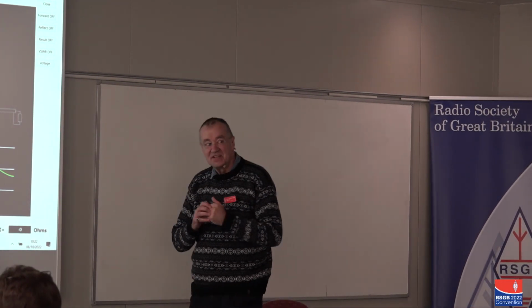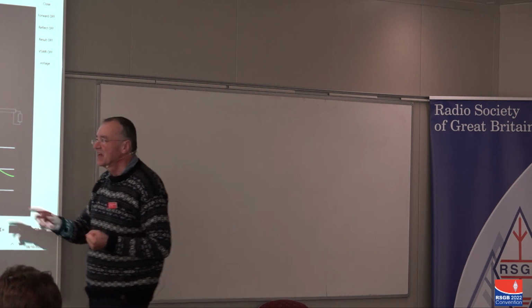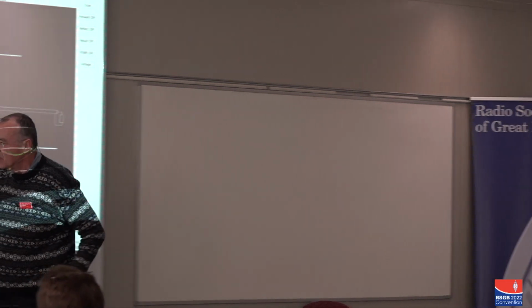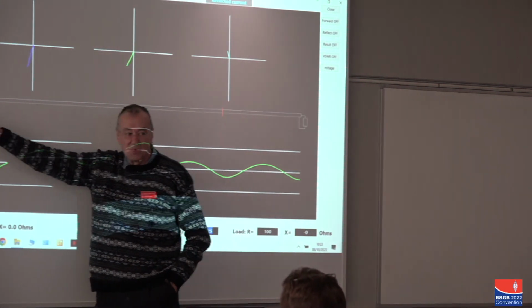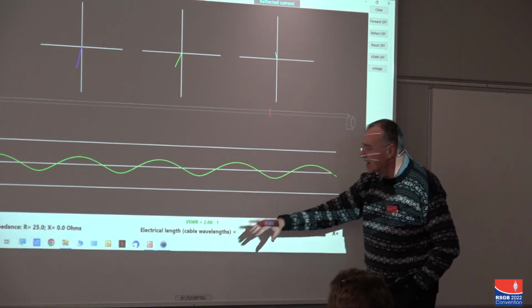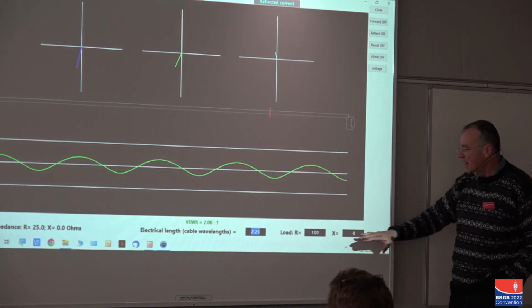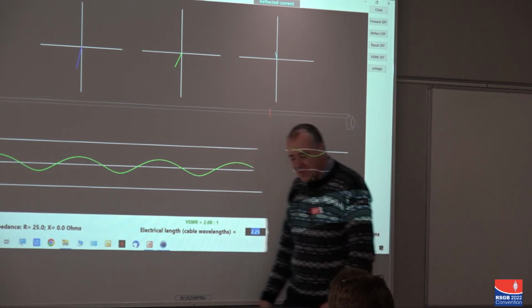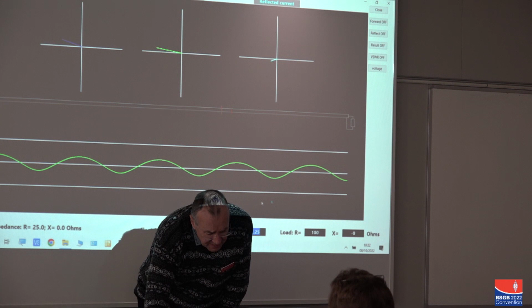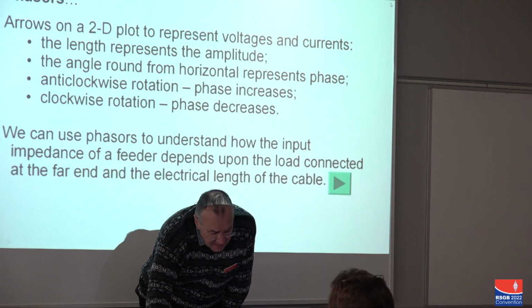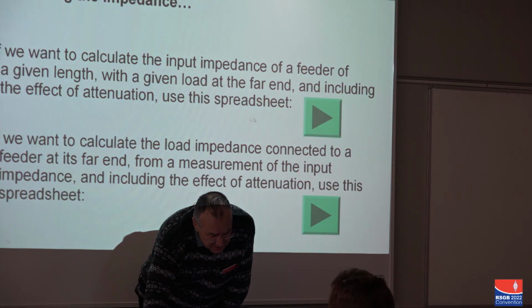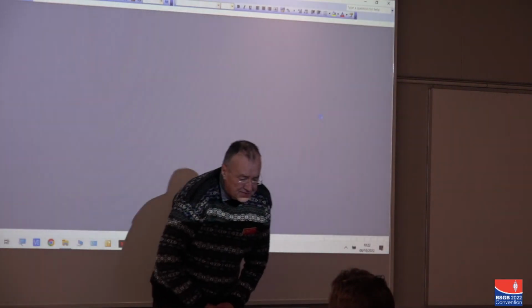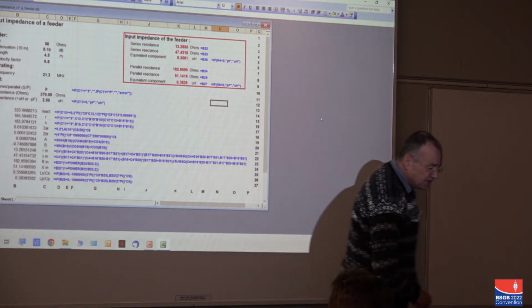But if you did want to calculate formally what the impedance at this end was when you had a line of a certain length and an impedance at this end of a certain value, you can do that very simply by running a spreadsheet. And I have provided two spreadsheets here. So here's one.